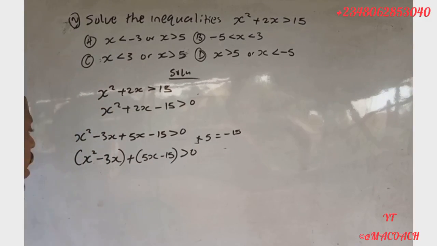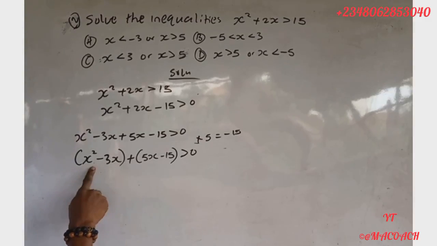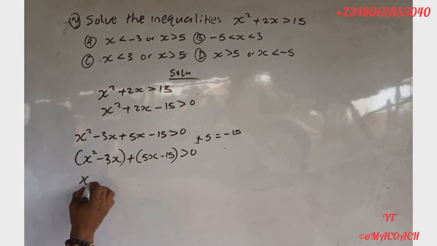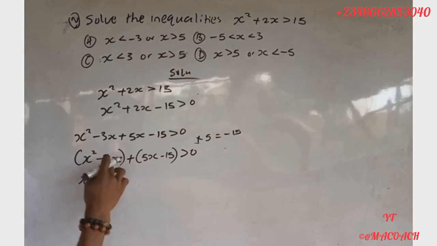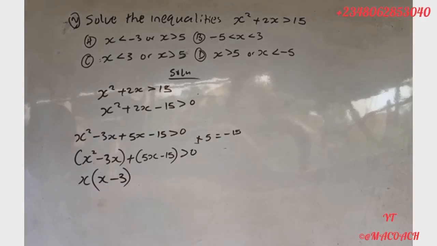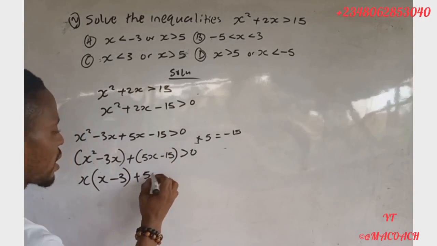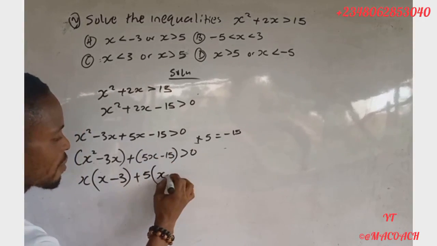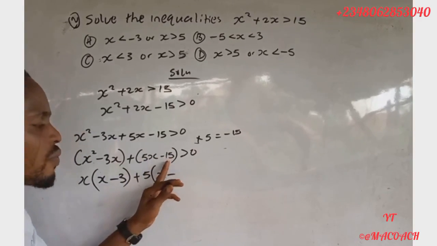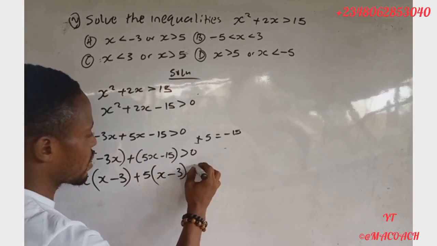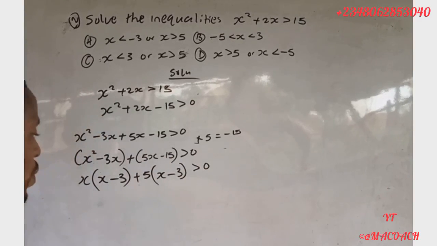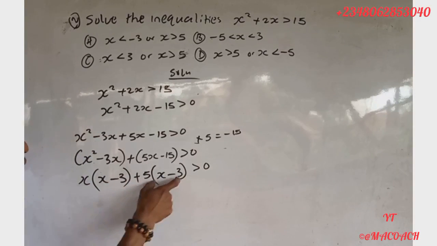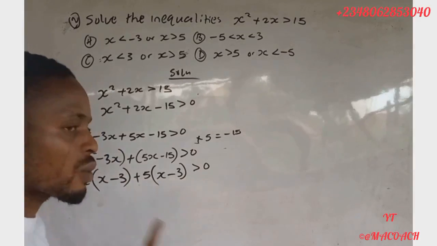So the next thing to do again is to find what is common on each side. s is common here, so let's take our s outside. s divided by s squared gives s, minus s divided by 3s gives 3. Close brackets, plus. What is common here? 5 is common. When you take 5 outside, 5s divided by 5 gives s, minus 15 divided by 5 gives 3. Close bracket, greater than 0. Since the first bracket and second bracket are the same, you write one out of it.